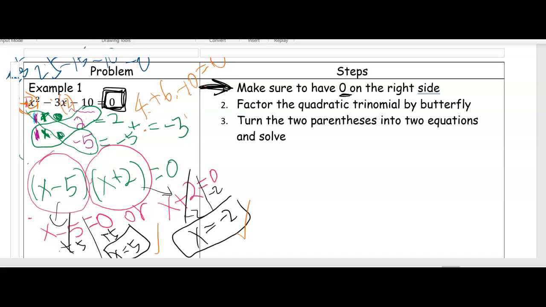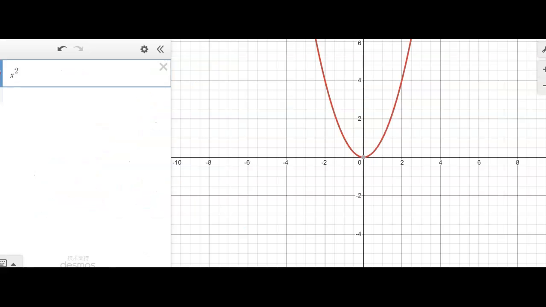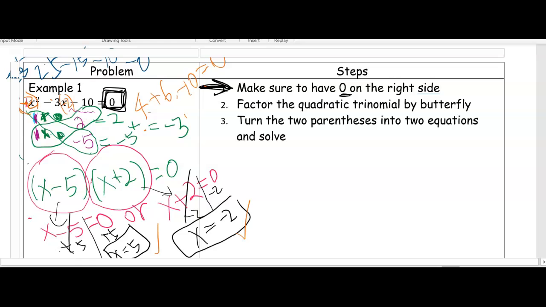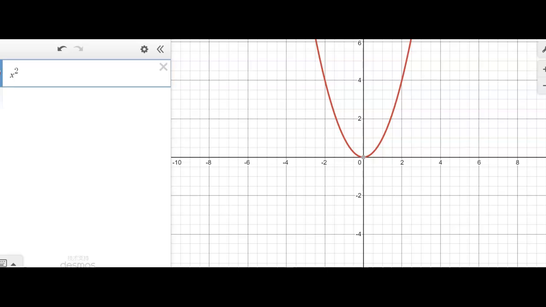Okay. One last thing for the first example, let's check it with the graph to see if this function really touches the x-axis at 5 and -2. So let's turn on the decimals and put in the equation, which is x squared minus 3x minus 10.